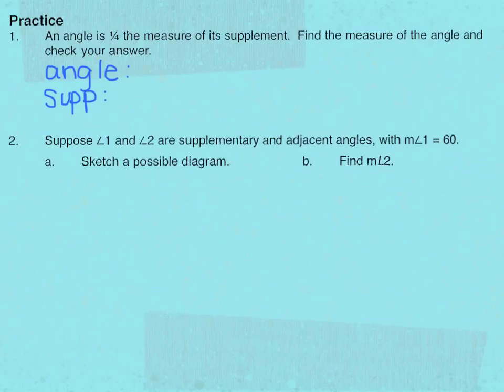So my angle and my supplement need to add up to 180. My angle, I don't know what it is. I don't know what it's equal to. What do I use in algebra when I don't know what something's equal to? X. Okay, I'm going to use a variable. So then what would the supplement be? I wouldn't want to throw another variable in there. That's going to make this too hard.